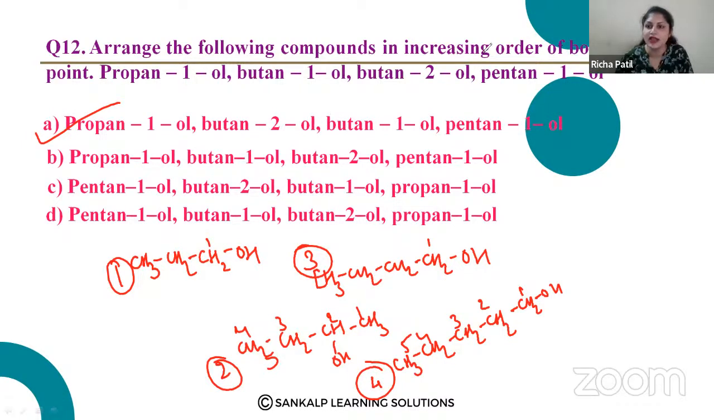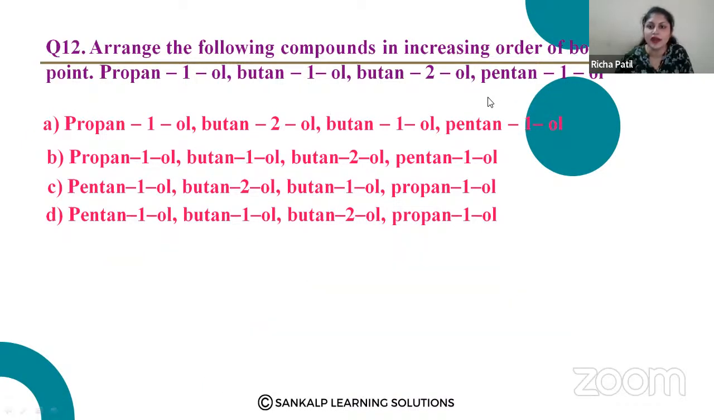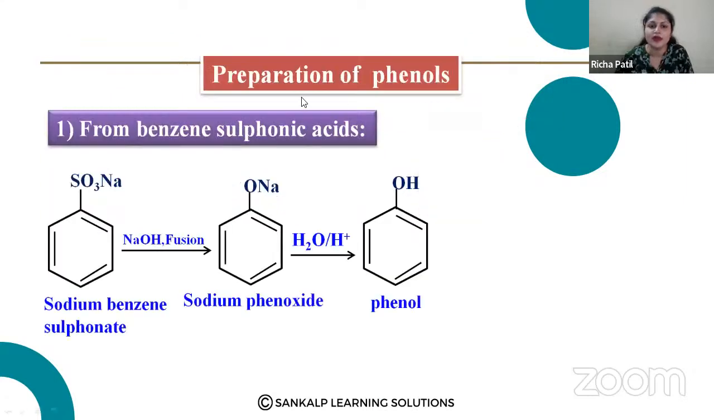So you have to write the structure and write the trend. Okay, you have to write in the increasing order of boiling point. So preparation of alcohol. So we'll see preparations of alcohol.